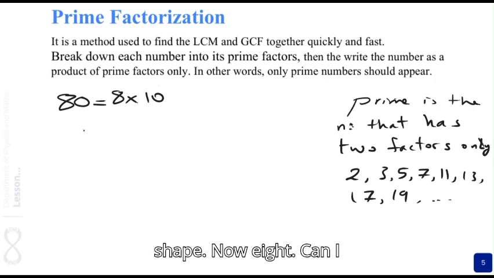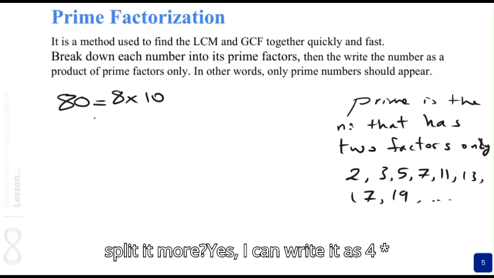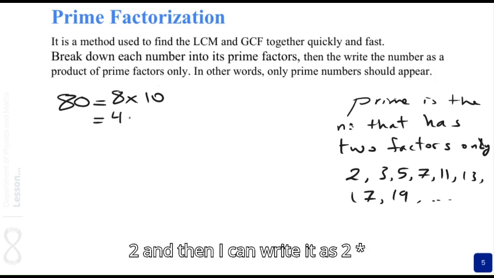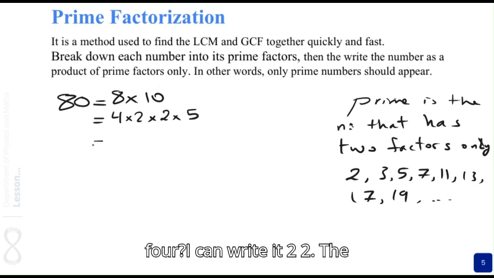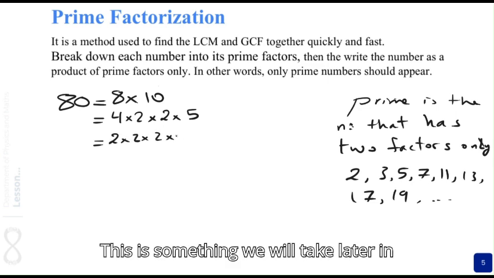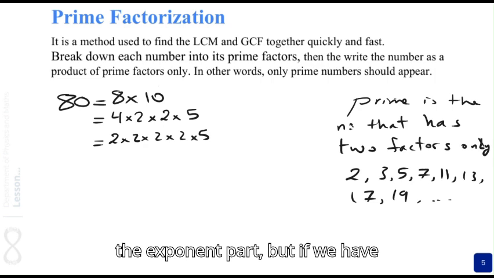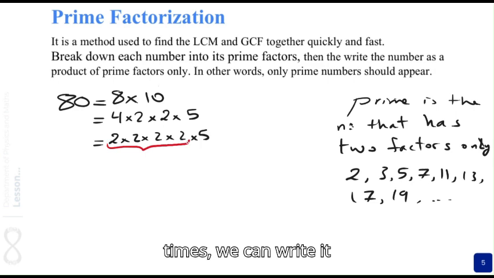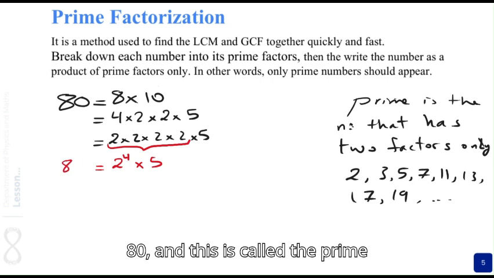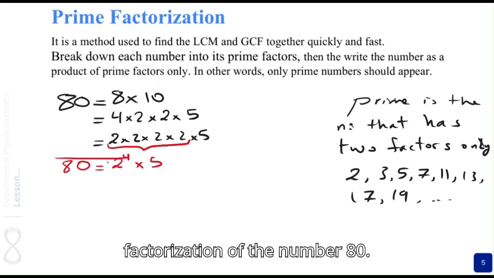Now, 8, can I split it more? Yes, I can write it as 4 times 2. And 10, I can write it as 2 times 5. Can I split more? 4, I can write as 2 times 2. The rest, I can't. Now, this is something we will take later in the exponent part, but if we have a number multiplied by itself many times, we can write it as an exponent like this: 2 power 4 times 5. That's 80, and this is called the prime factorization of the number 80.